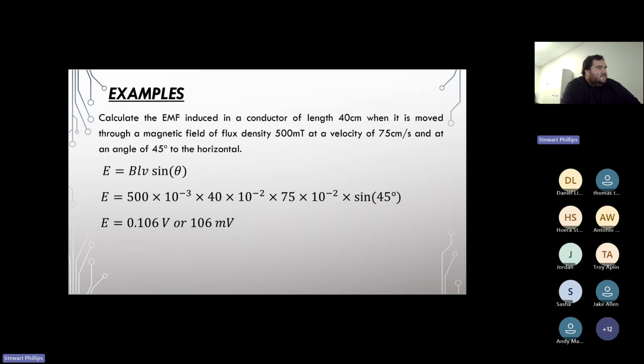Okay, I don't know if you are putting it in wrong, but when I put in 500 milliteslas to teslas, I get 0.5 using that link that you sent me.